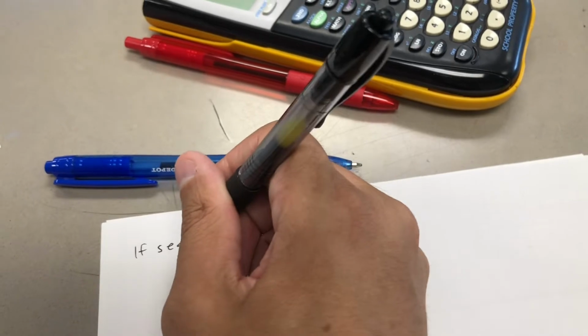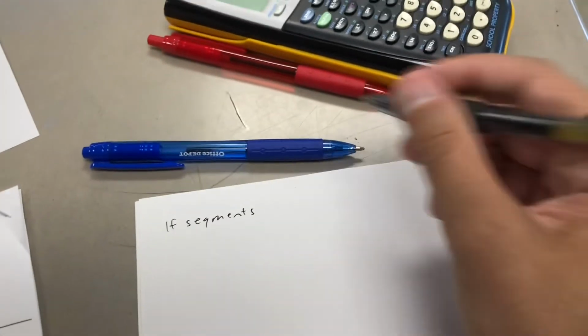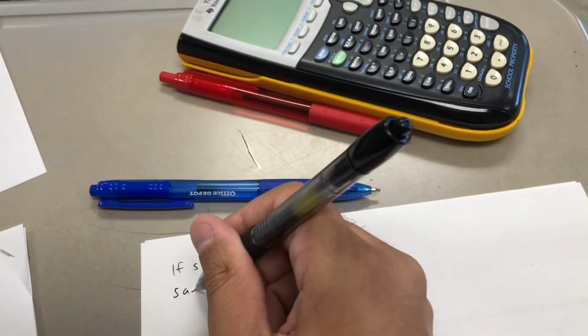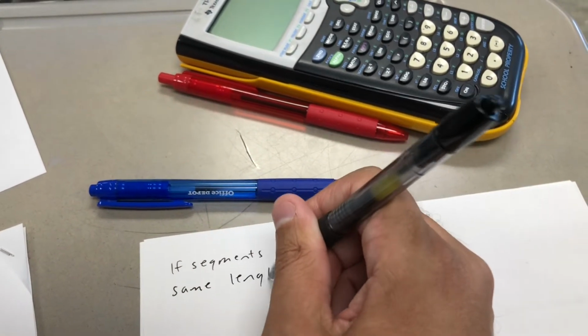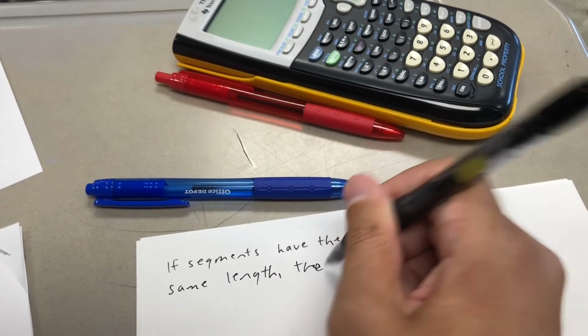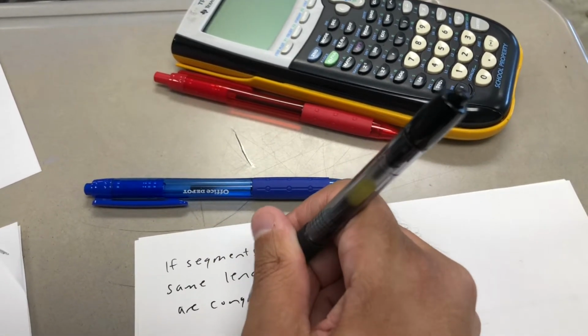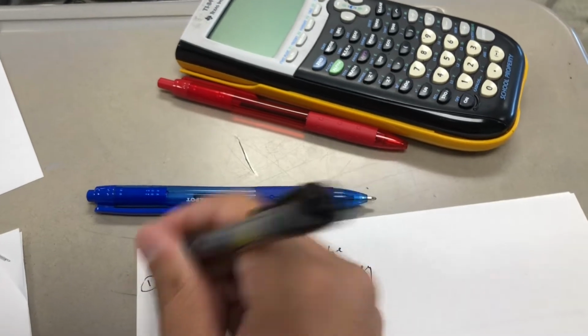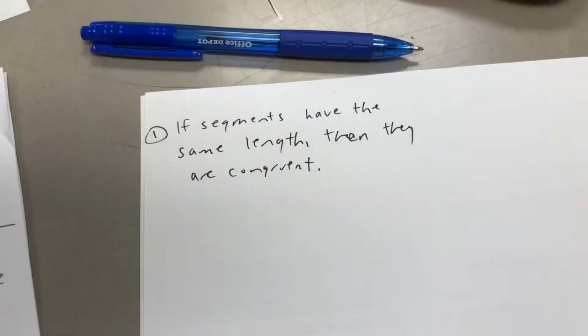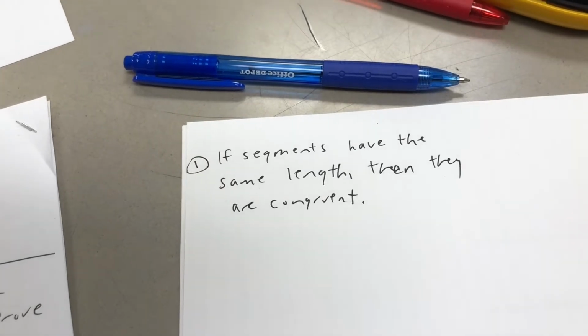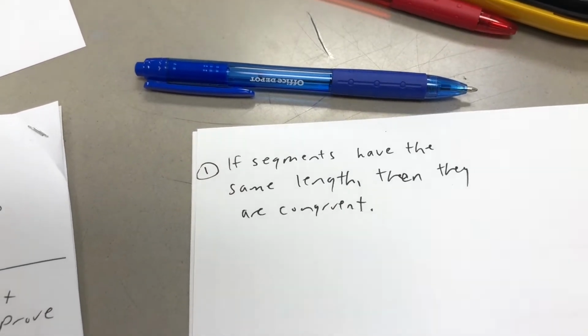If segments have the same length, or you could say the same measure, then they are congruent, okay? All that's going on there. If segments have the same length or if segments have the same measure, then they are congruent. Okay, the if part matches the given, which is some lengths. The then part matches the conclusion, all right?